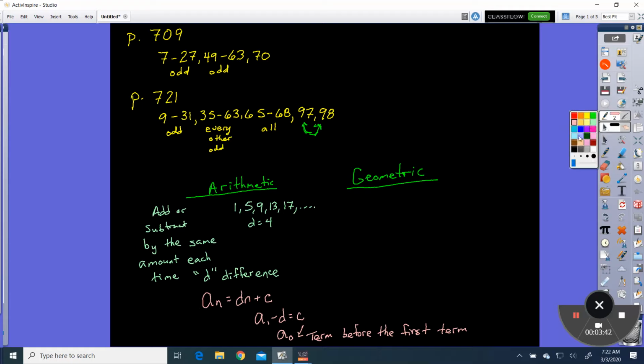So if I had you writing an equation for this, what would be the term before the first term? Yeah, because you'd go 1 minus 4. You can go backwards. Instead of adding 4 to find the first term, you're going to subtract 4. So if you put it in here, it'd be 1 minus 4, which would be negative 3. So that would be C. So your general equation for this would be AN equals the difference, which is 4, times N, and then the C, which we just said was negative 3. So that's the general equation of an arithmetic sequence.